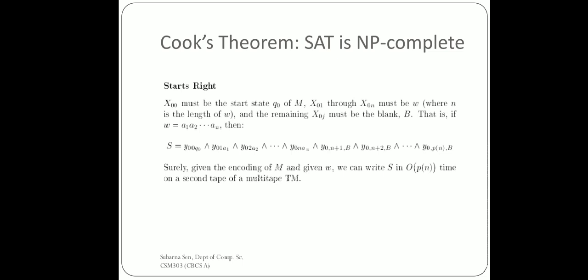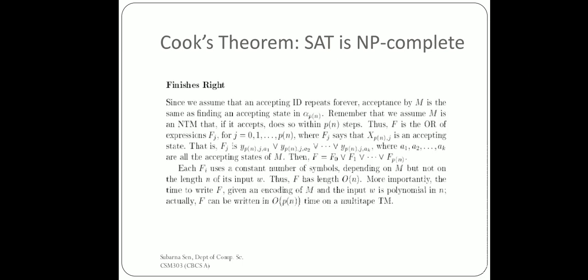If we can follow this, then we have started correctly, and this encoding we can do in order of pn time on a second tape. If we consider a multi-tape, this total has a maximum length of n, so it can be computed in order of pn. Now we have to consider finishes right, because next move is correct is a little more tricky, so we'll cover that later on.